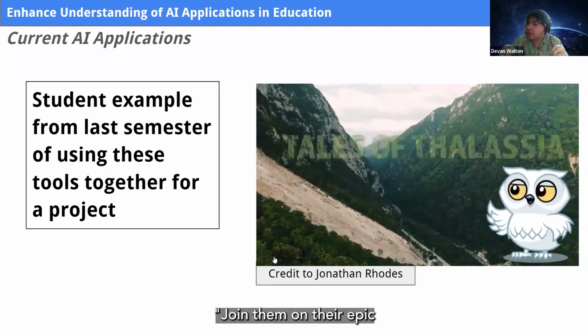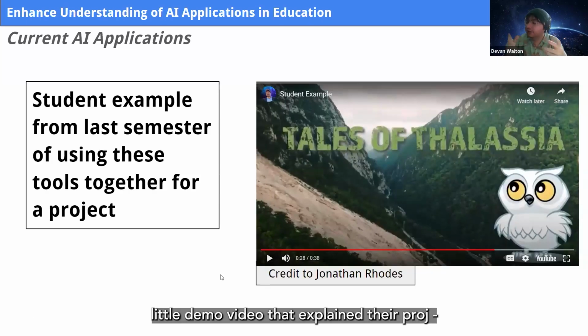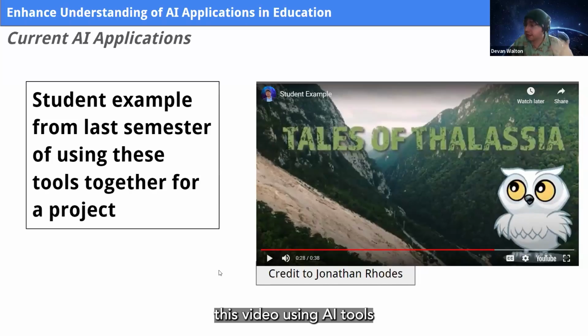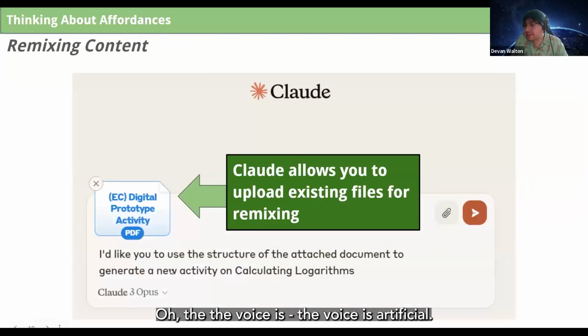So the student was able to create a little demo video that explained their product. They made a game in the computer science course, and they were able to put together this video using AI tools that explained their project in a way that made them a little bit more comfortable. The voice is artificial, so they chose to use an artificial voice rather than their own.